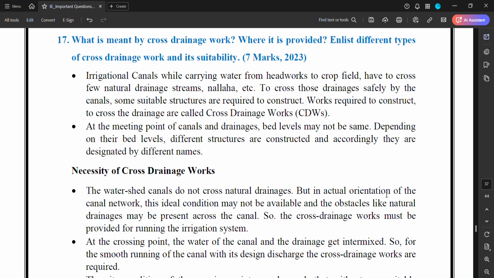Hello everyone. Let's start a new question. What is meant by cross drainage works? Where is it provided? And list different types of cross drainage works and their suitability.